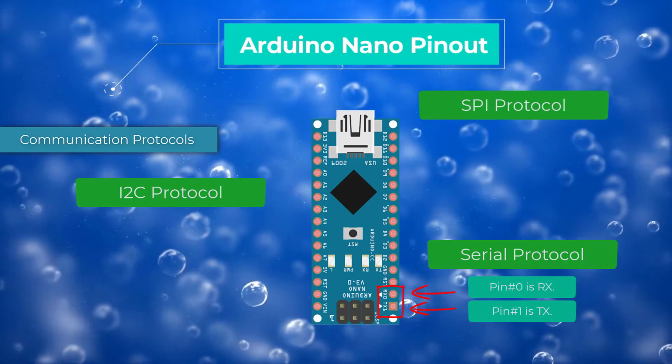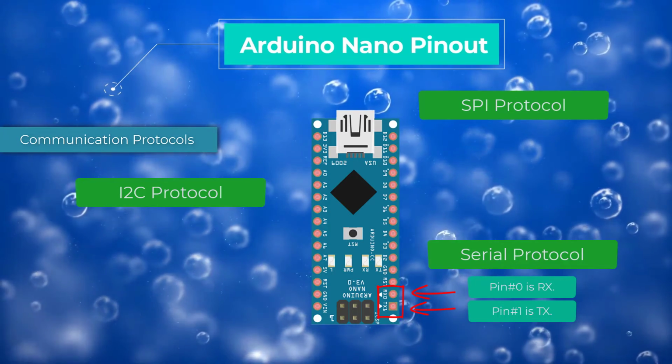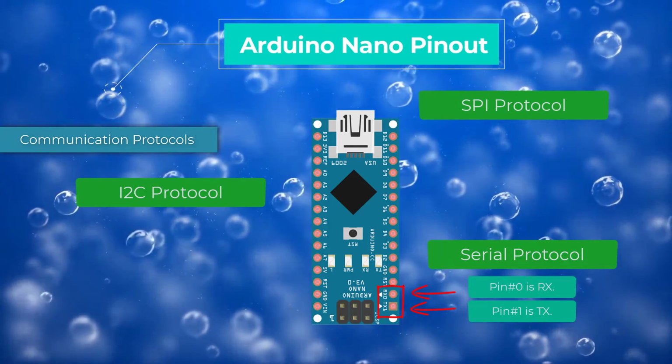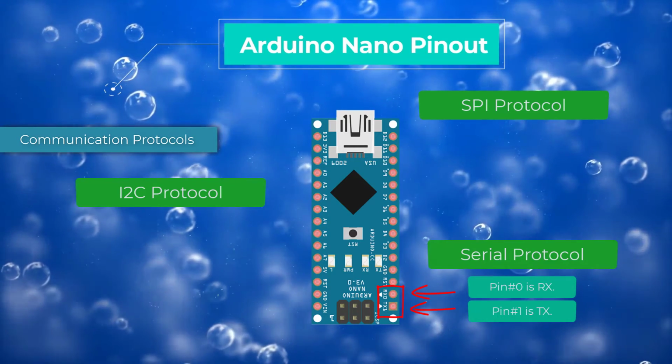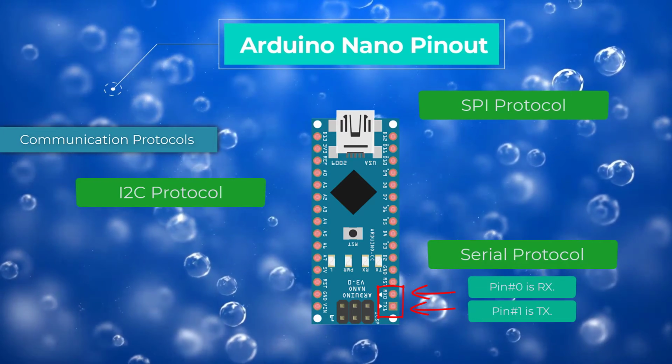Although, we can create software serial on other pins if we have to interface multiple serial modules with Arduino Nano. Check the software serial library for more details. Now let's have a look at SPI protocol.